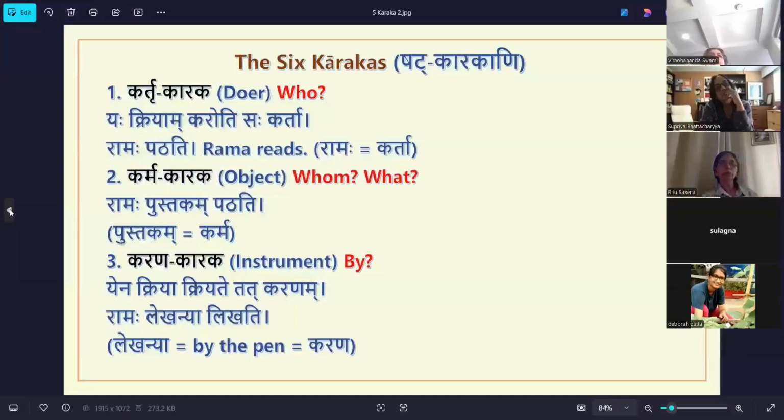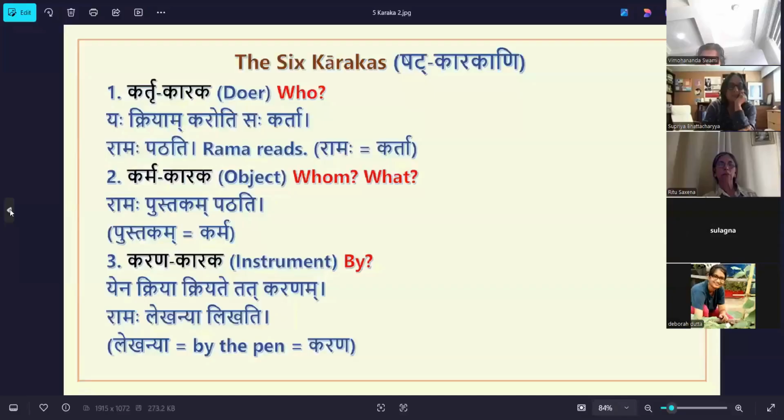Karana means instrument. Antakarana, we have discussed so many times in the classes. I have told you so many times. Antakarana means inner instrument with which you do an action. So you are eating with your fingers, finger is the instrument. You are eating with your spoon, spoon is the instrument. Karana karaka means instrumental.